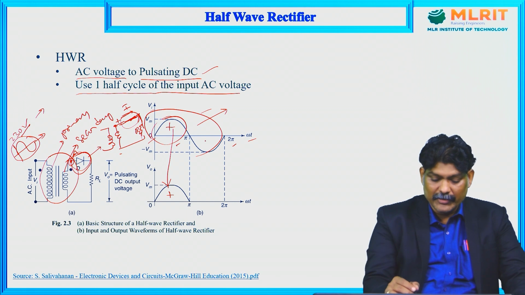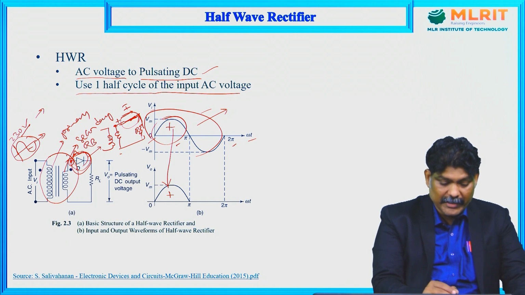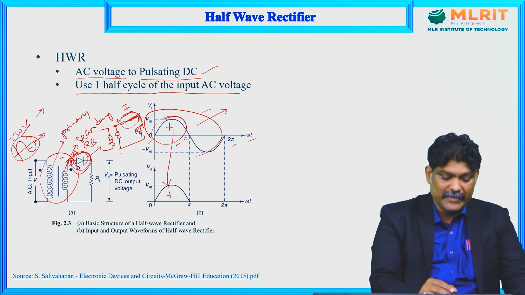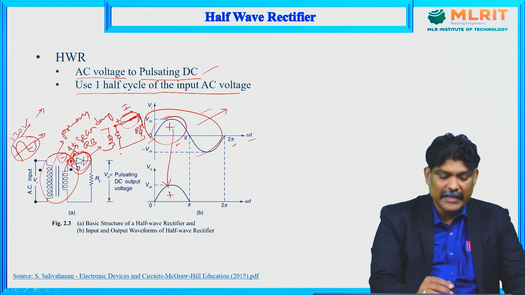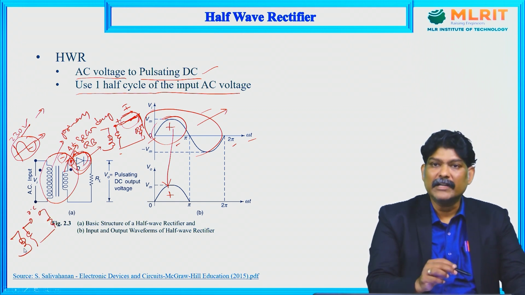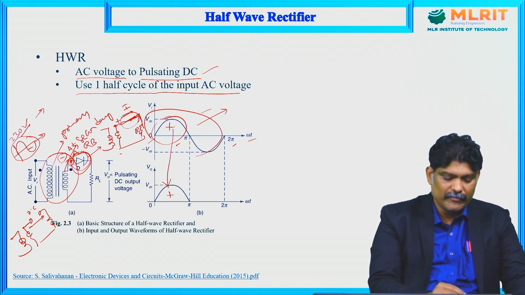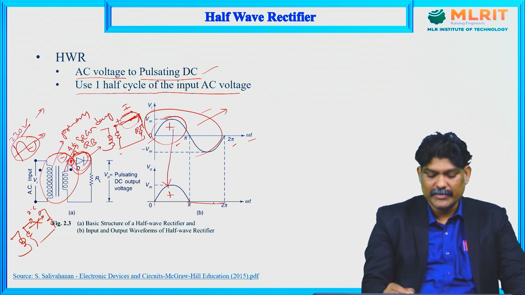Therefore, during the negative half cycle, what happens? During the negative half cycle of the input signal, the diode gets reverse biased because negative is available at the anode. The terminal connected to the anode is negative, which means reverse bias. During reverse bias, the diode acts as an open circuit. So during the negative half cycle, there is no current flowing through the diode, and hence the output voltage will be 0.